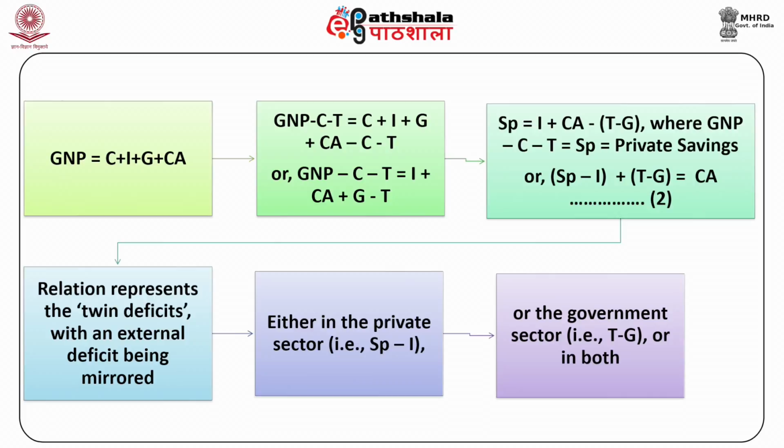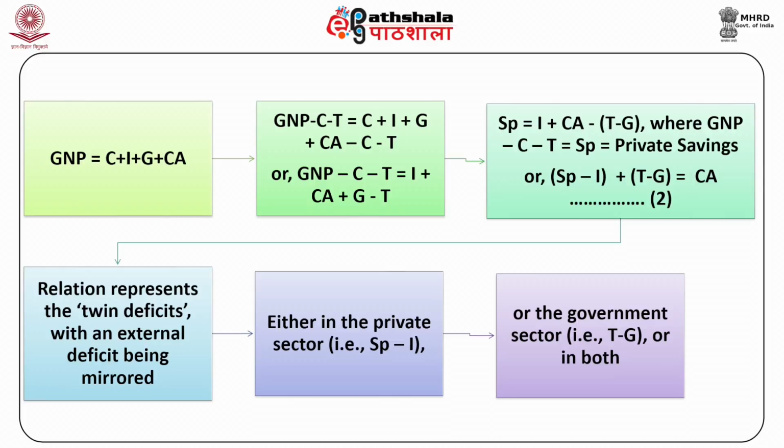We know that gross national product is equal to consumption plus investment plus government plus CA. Deducting consumption expenditure and total taxes from both sides, we get GNP minus C minus T is equal to C plus I plus G plus CA minus C minus T. This will give us SP is equal to I plus CA minus (T minus G), where GNP minus C minus T is equal to SP, private savings. Or in other words, we can say that SP minus I plus T minus G is equal to CA. This is our second equation.